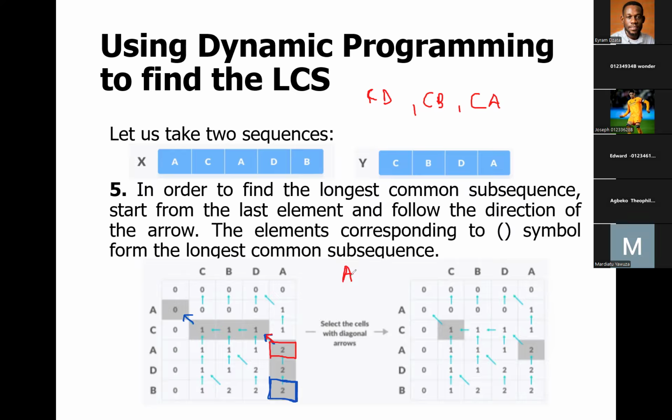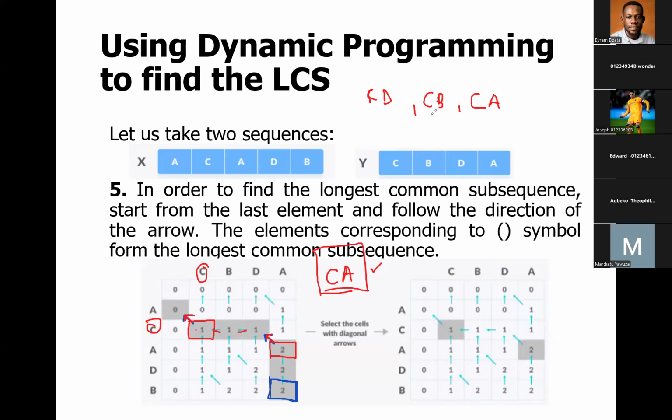Okay, so we are backtracking. Then when you come diagonal, the arrow is pointing to what? The left, all the way to this cell. Then this is the cell which also gives you an arrow pointing diagonal. And that's cell what? C. So you have C. So the optimal longest common sequence here is CA.